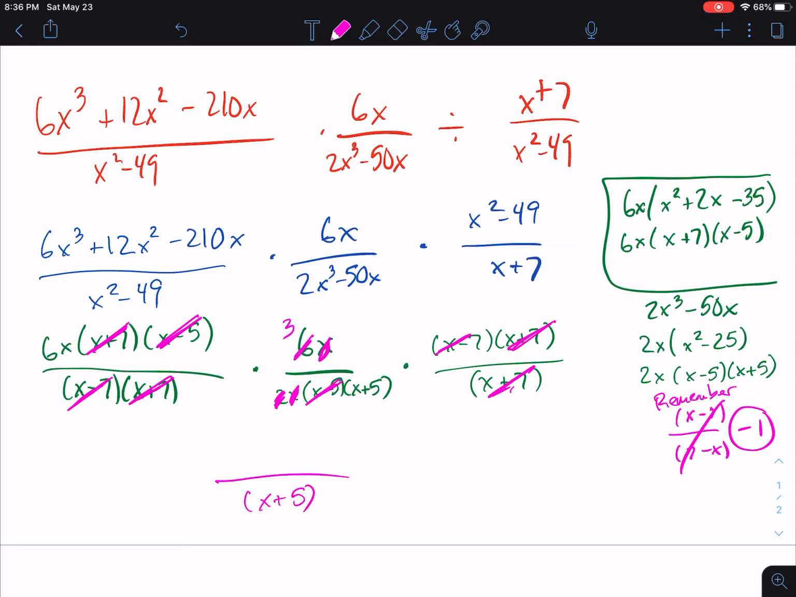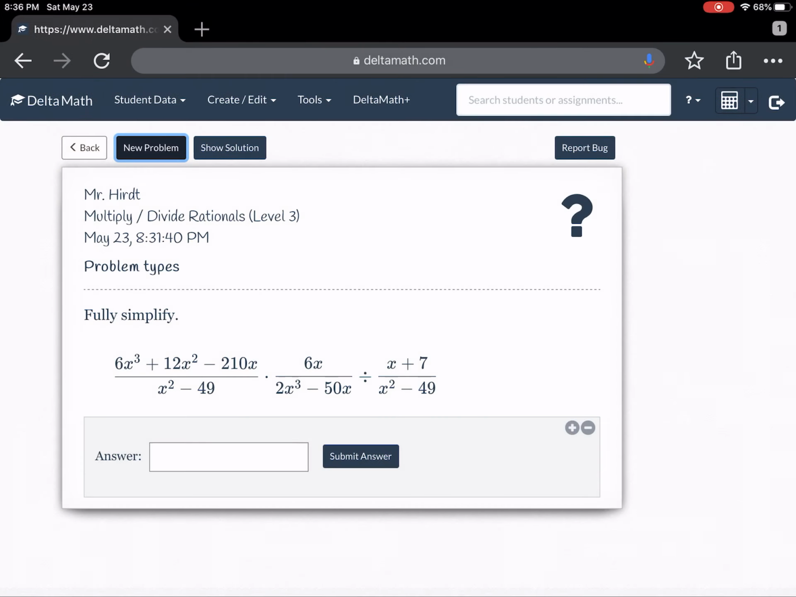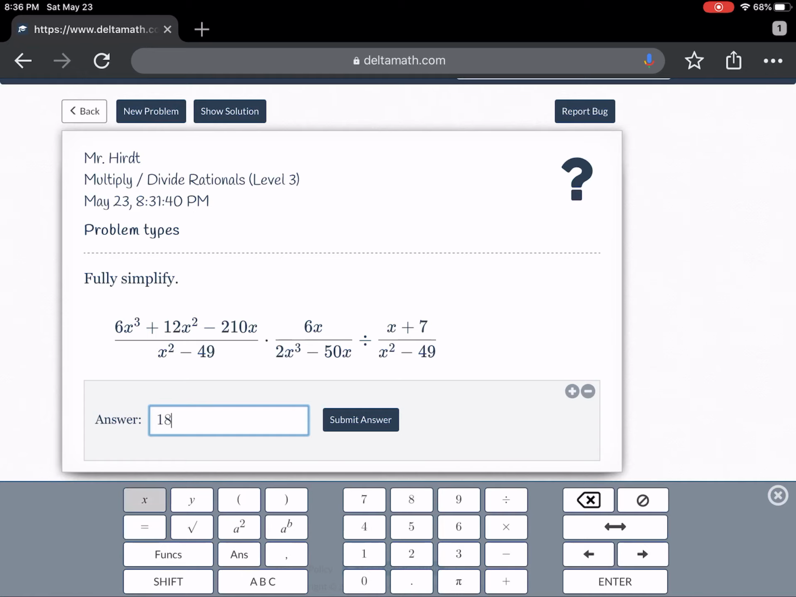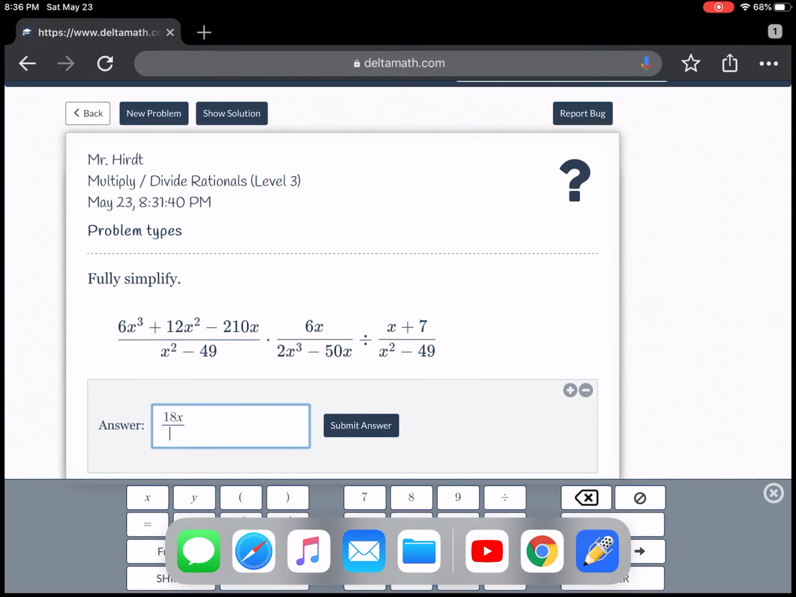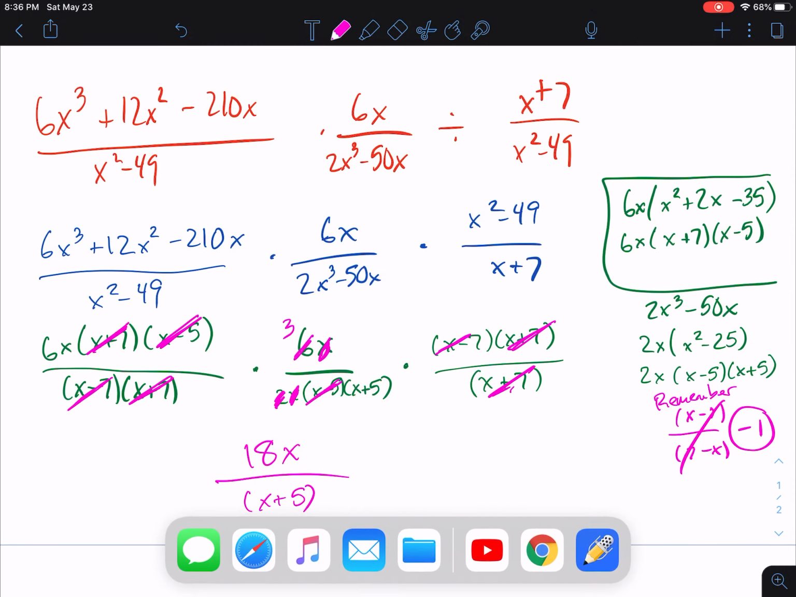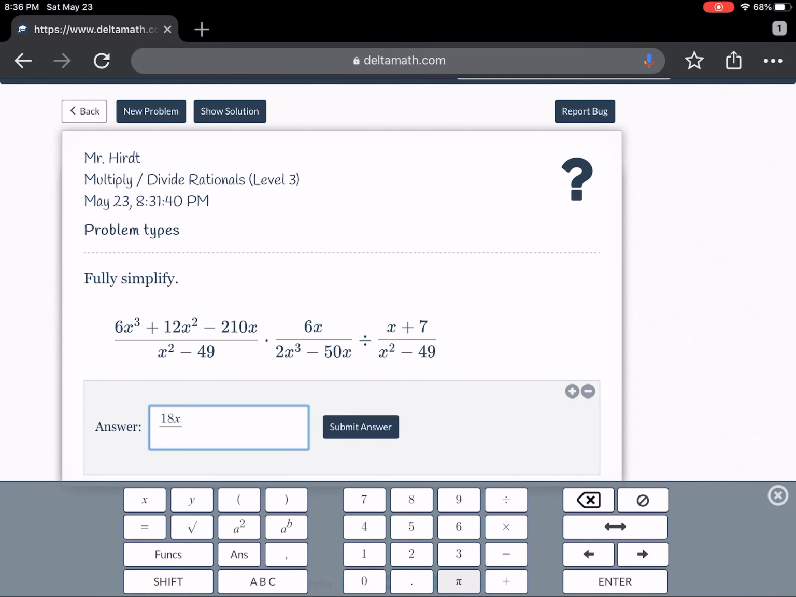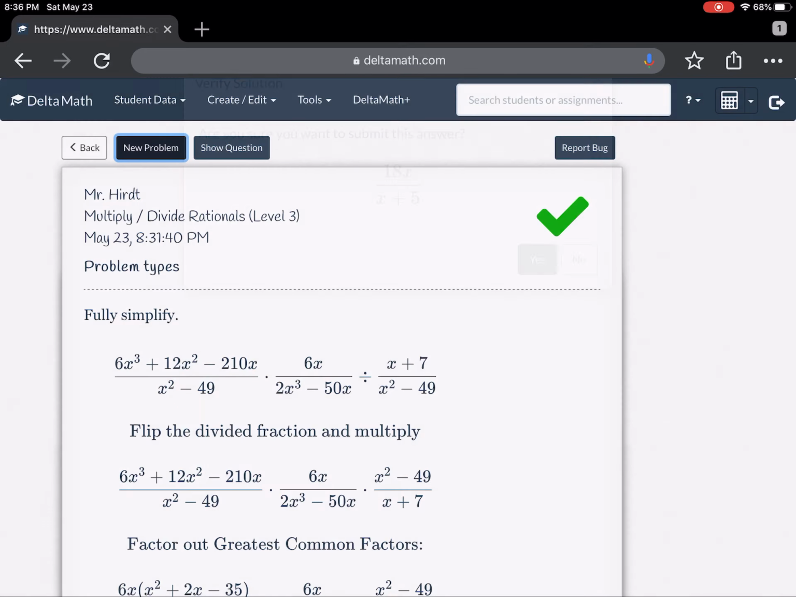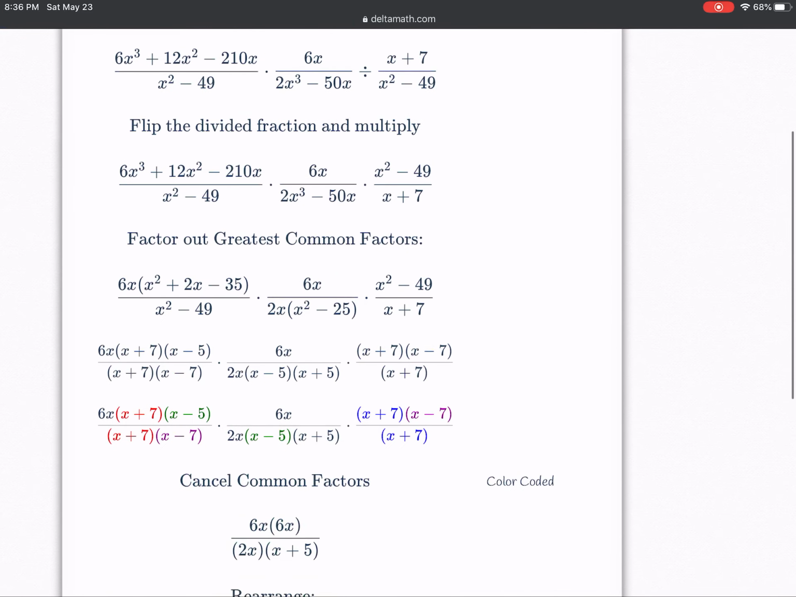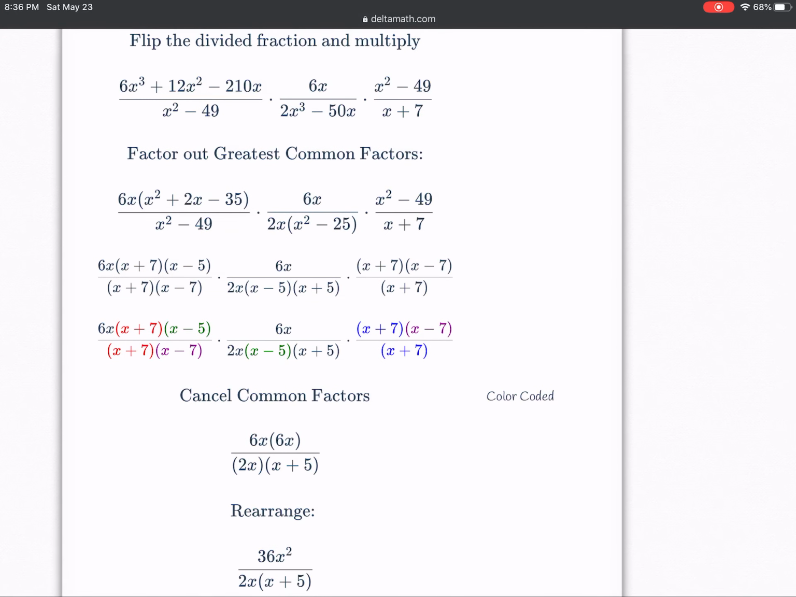And on the top, I have 6x and 3, which is going to multiply to 18x. Okay, let's go ahead and put that in. I've got 18x divided by x plus 5. And there we go. So again, this video is all about the process of what happens when you have 3 terms, but in the end, it's the same deal.